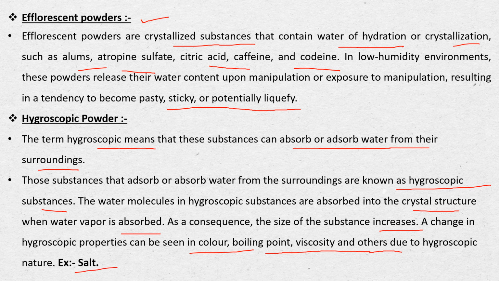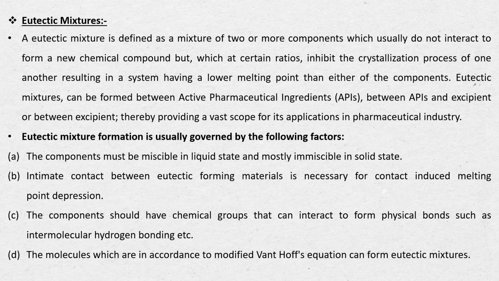Okay. Now we'll see what a eutectic mixture is. A eutectic mixture is defined as a mixture of two or more components which usually do not interact to form a new chemical compound, but which at a certain ratio inhibit the crystallization process of one another, resulting in a system having a low melting point lower than that of either of the components.